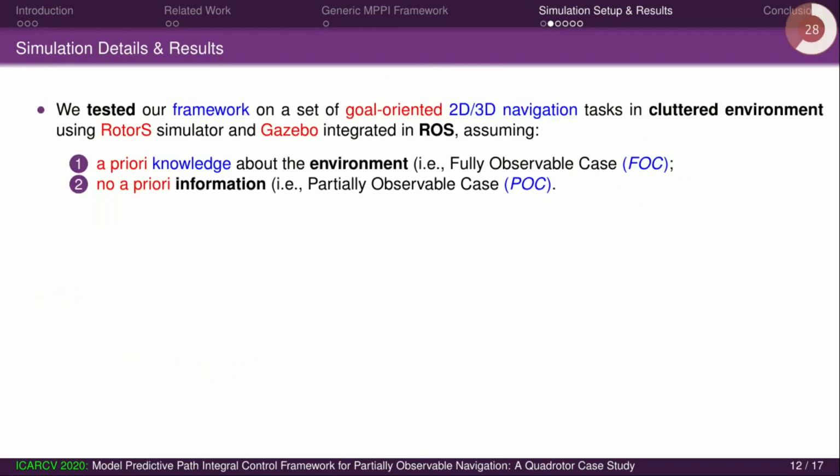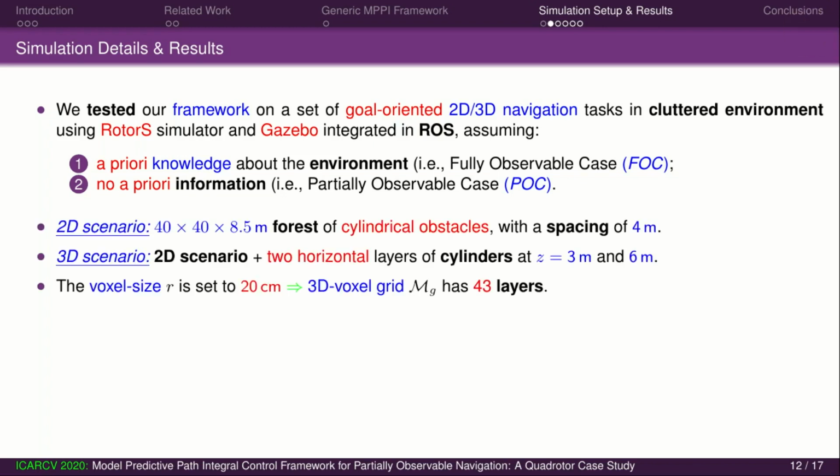So we tested our framework on a set of goal-oriented 2D and 3D navigation tasks in cluttered environment. Assuming that first, we have the map of the environment, and this is a fully observable case. While in partially observable case, we assume that there is no such information and the robot should build and update the map as it moves around. Here we define the 2D scenario for the 2D navigation tasks, while the 3D scenario for the 3D case. We set the voxel size to 20 centimeters, which means that the 3D voxel grid to be used by our controller has in total 43 layers.